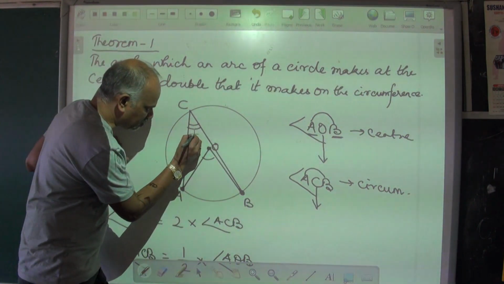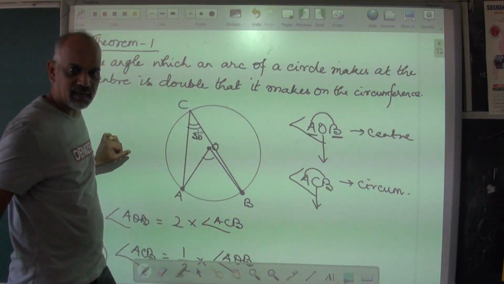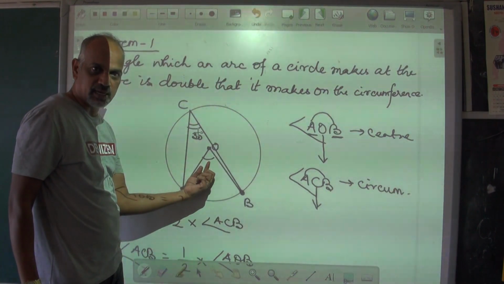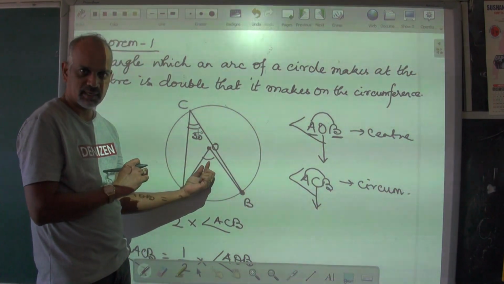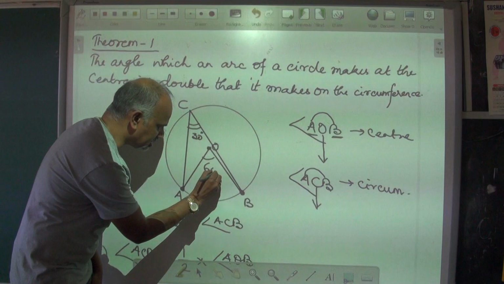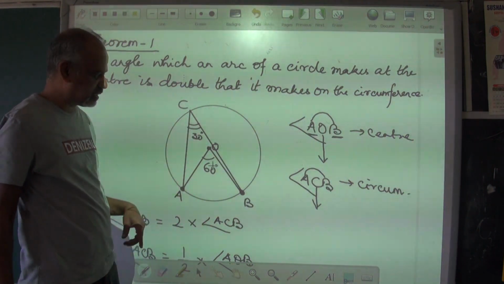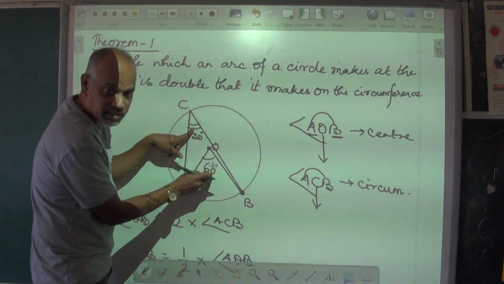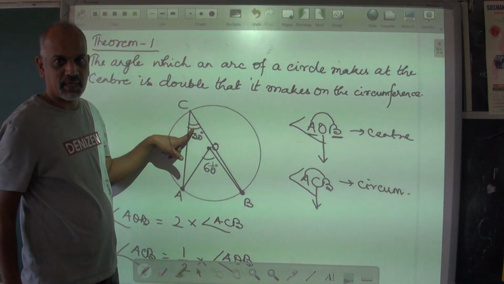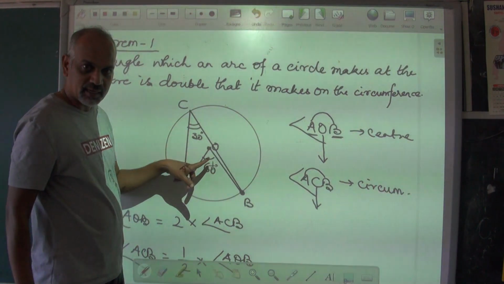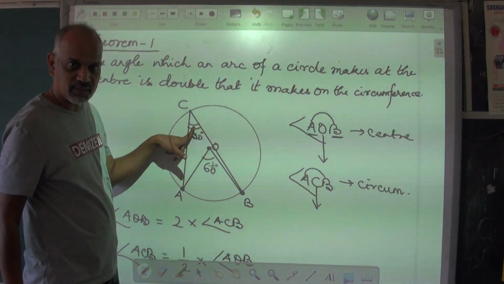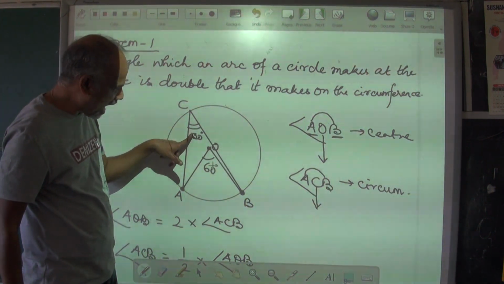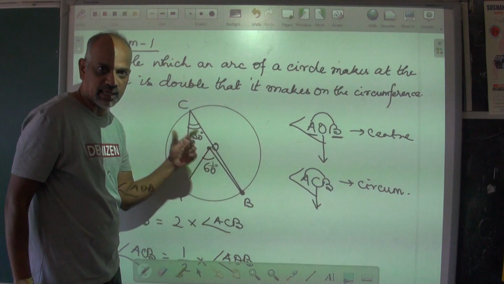Which means if the angle made on the circumference is 30 degrees, then the angle made at the center must be double of whatever is here. Double of this will be 60 degrees. Or in other words, the angle on the circumference will be half of whatever is made at the center. The angle made at the center is double of what is made on the circumference, or the angle made on the circumference is half of what is made at the center.